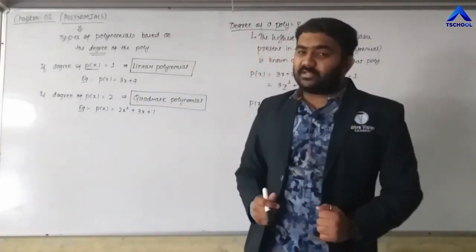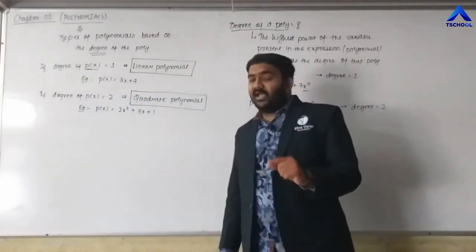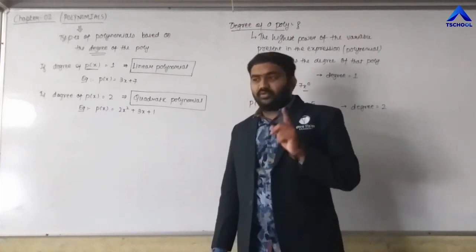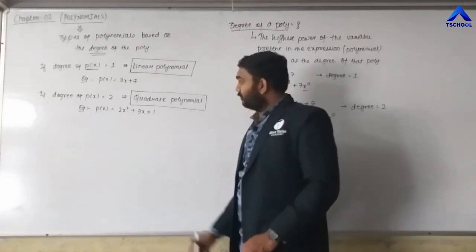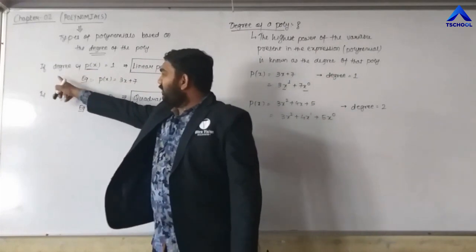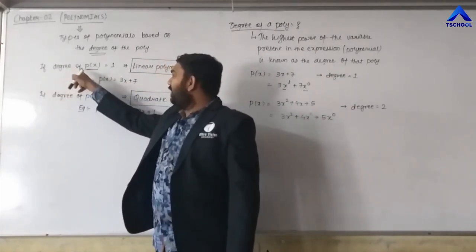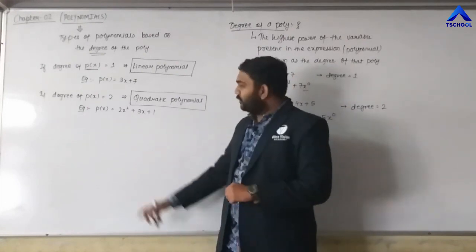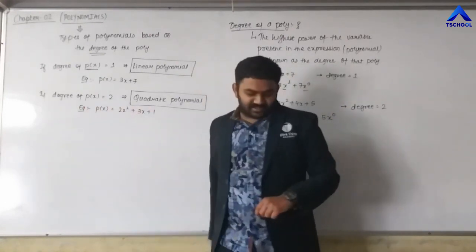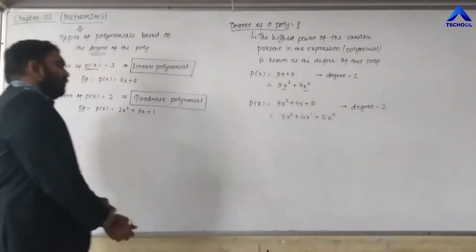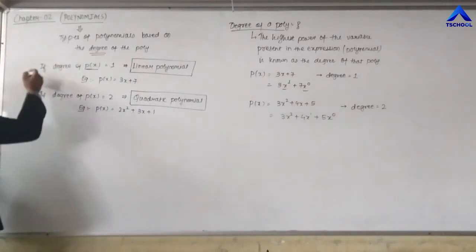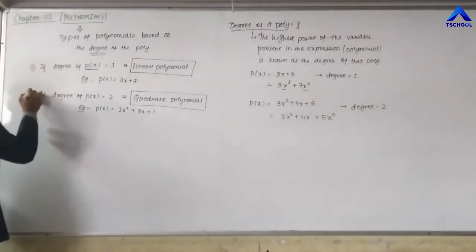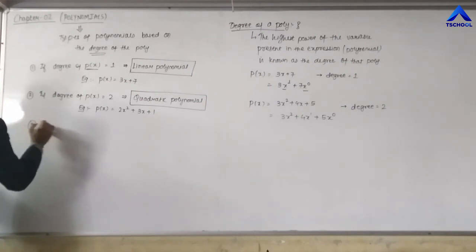That is an example of a quadratic polynomial, right? What is a quadratic polynomial? A polynomial having a degree 2 is known as a quadratic polynomial. What is a linear polynomial? A polynomial having a degree 1, that is known as a linear polynomial. A polynomial having a degree 2, that is known as a quadratic polynomial. Now let me discuss the third one. So this was the first one, this was the second one, and this is the third one.